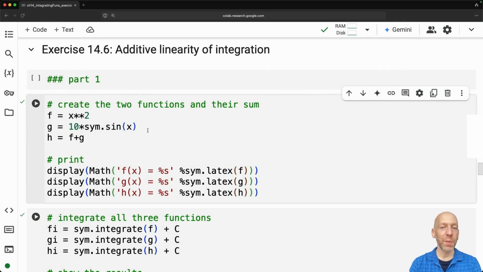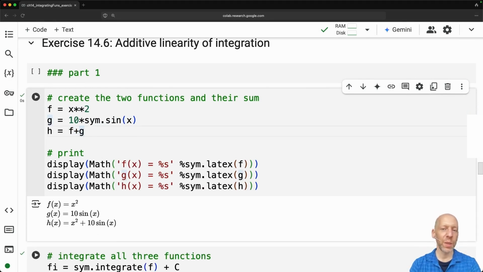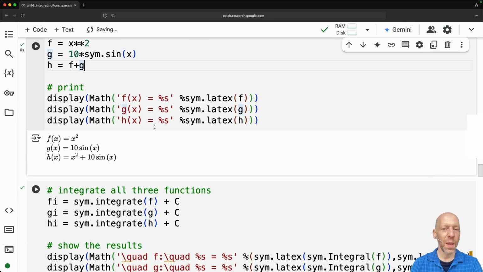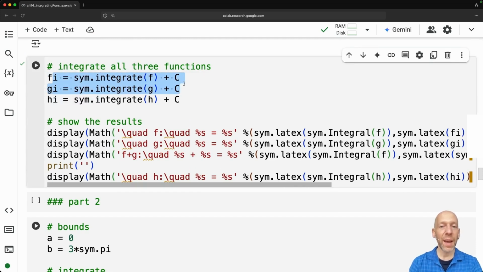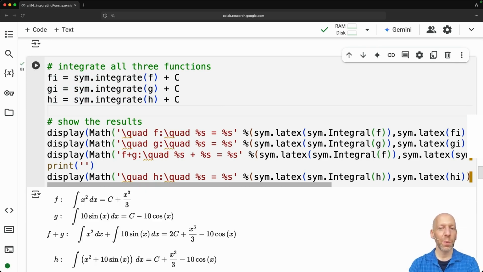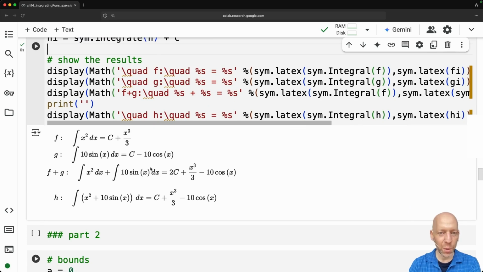Here you can see I'm defining these two functions, f of x and g of x, and of course h is just the sum of those two. And here I'm just printing this out for confirmation. Okay, here I integrate each of these functions so you can see f and g are being integrated completely independently of each other. And then here I'm calculating the integral of h, which is, of course, the sum of f and g.